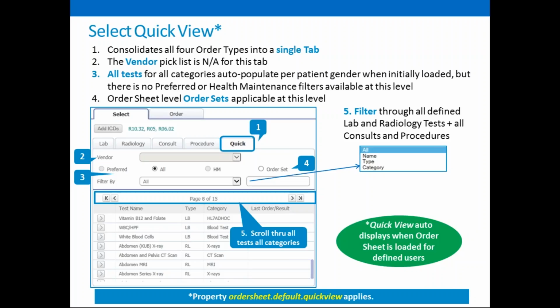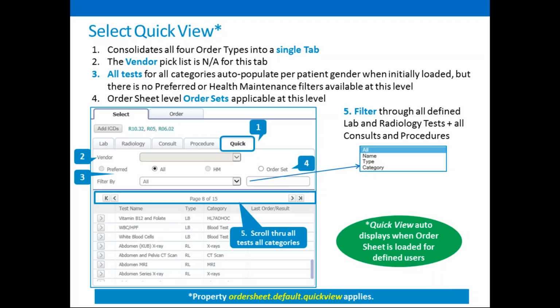And there is a property, if you notice here at the bottom, where you can define based on user profile who gets the quick view by default. So maybe the doctor likes the quick view, but the nurses and the medical assistants do not, or vice versa. They like to go into each tab individually. So as a practice, you can set that up by user level in this property so that when you click order sheet on your encounter menu, you either get the quick sheet by default or it opens to lab separately and then you have to choose each sheet. So that's a matter of how you prefer to use it.